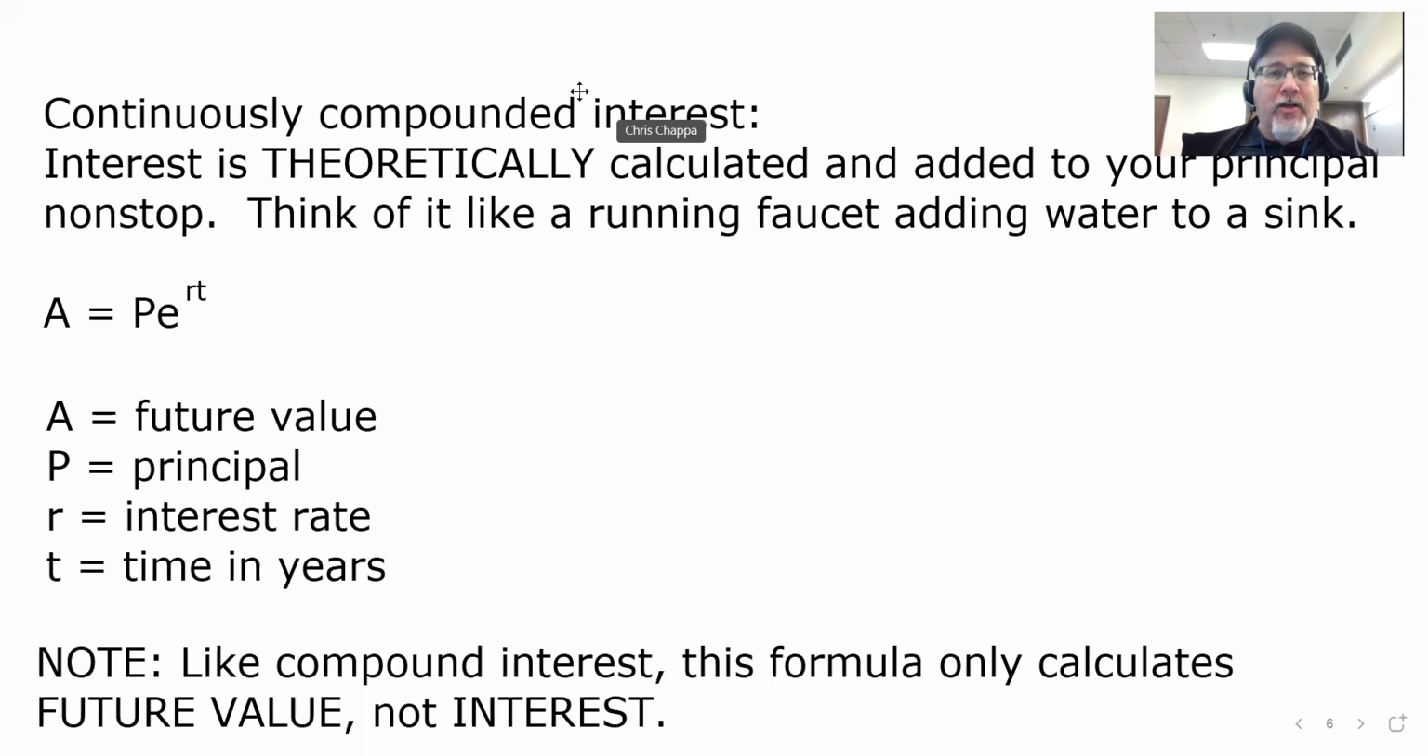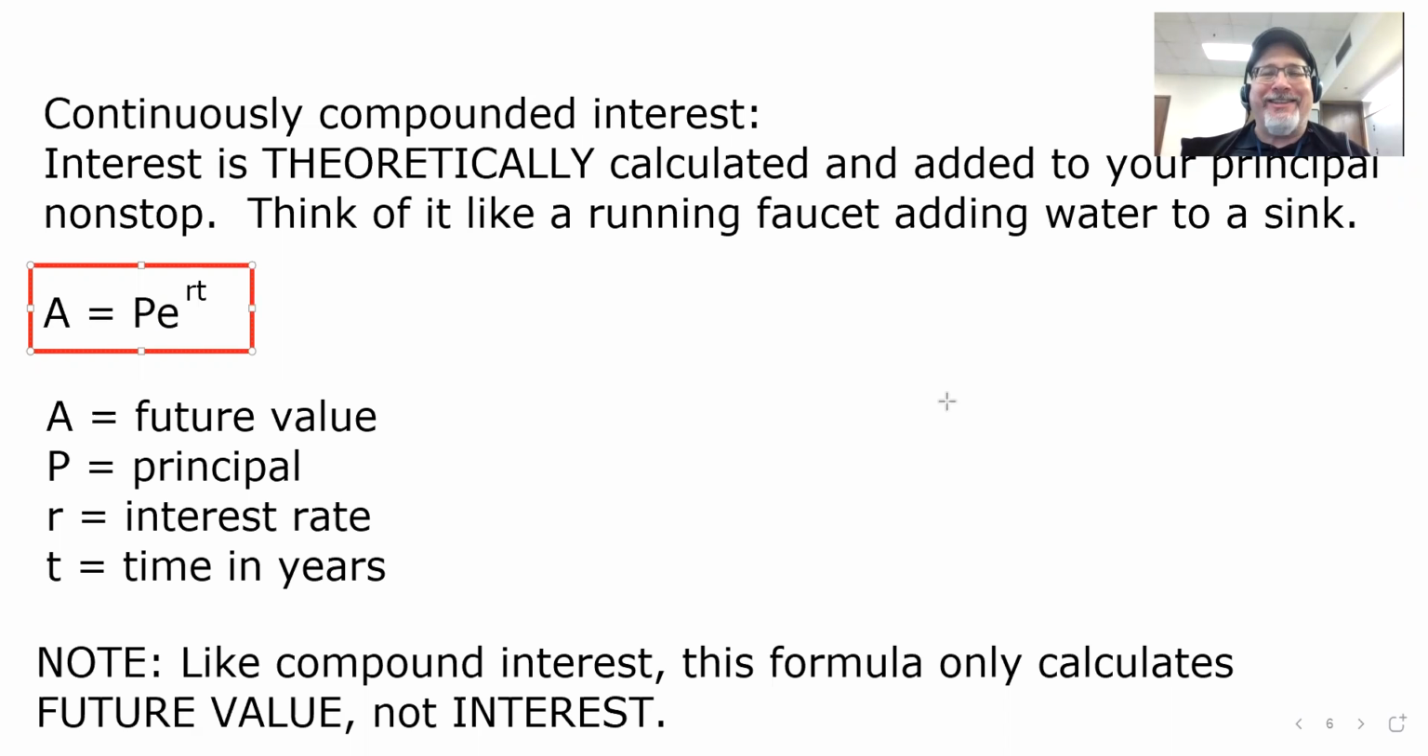Well, the formula brings in the natural base e. I told you this was going to show up in the previous video. The formula is A equals P times e to the rt power. A is the future value, P is the principal, r is the interest rate, t is the time in years.